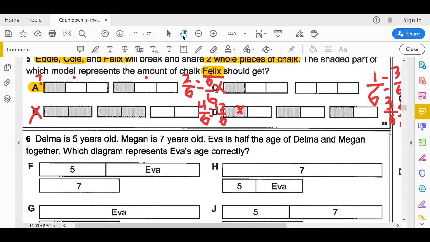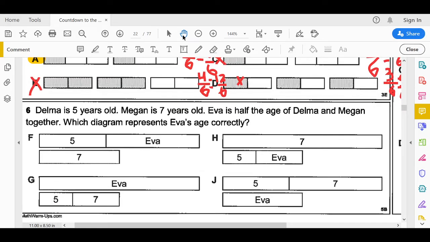Okay, let's move on to number 6. We're about to finish there, amigos. Delma is 5 years old. I'm going to highlight that. Megan is 7 years old. And Eva, which is another student there, another person, is half the age of Delma and Megan together. Half the age.